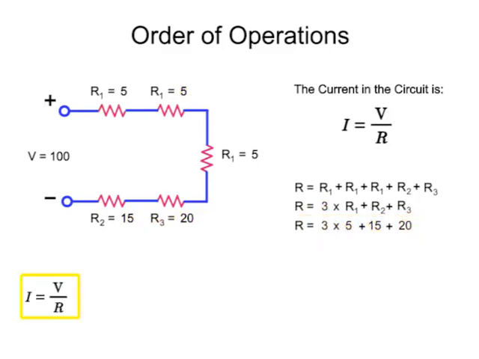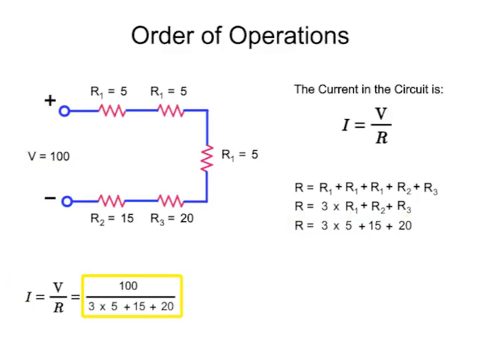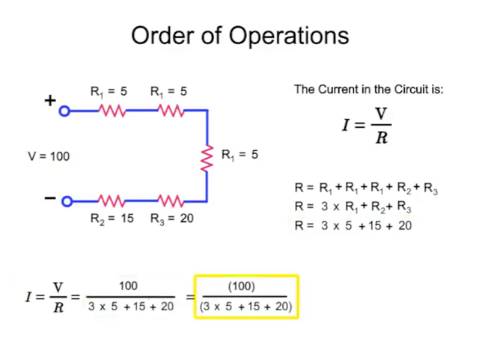To determine the final value for the current, we substitute the values for voltage and resistance and apply the appropriate order of operations. First, accomplish any operations in parentheses first. There are no operations in the numerator, but there are several operations in the denominator. Within the parentheses, resolve any exponents. There are none here. Next, accomplish multiplication and division from left to right.